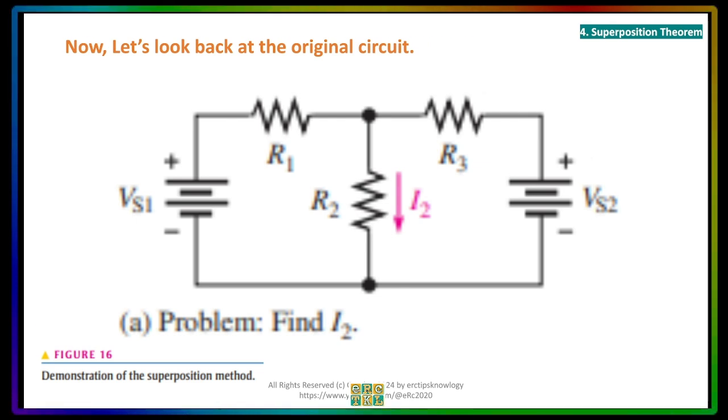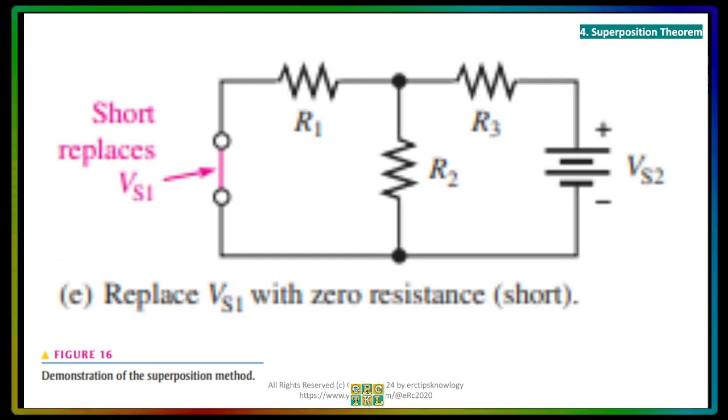Now, let's go back to the original circuit. This is the original circuit. This time, what we'll do is we will look at the VS1 and we will change it into a shorted wire. So the short here replaced the VS1. This time, we will analyze the circuit like a series parallel circuit, but the R3 will be the one in series with the source, and the R1, R2 this time will be the parallel resistors.